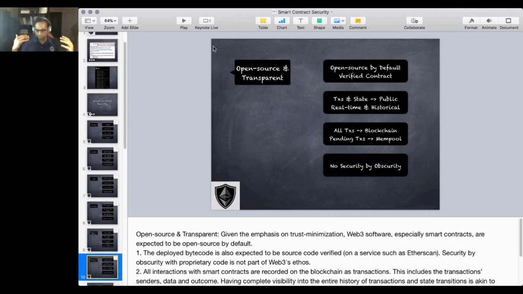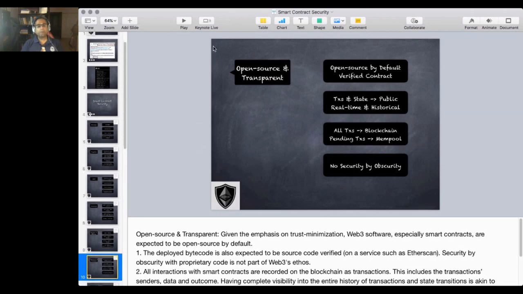So the reasons why Web3 security or Ethereum security is different from the traditional Web2 security is because of the 10 factors that I think contribute to that aspect. So we'll talk about each one of those. The first one is open source transparent default. So this space is completely, transparency is king, right?